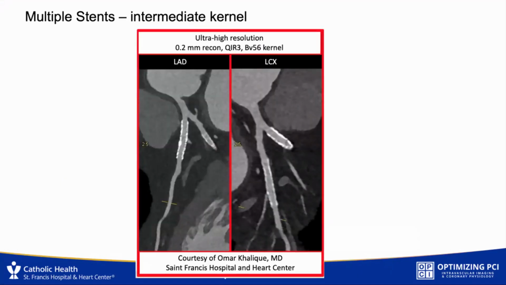Another big area for us has been stent imaging. So you see here another ultra high resolution CT. What we can see is that there's a 0.2 millimeter reconstruction. That's the ultra high resolution. There's a medium to sharp kernel. But we can see each and every node of these stents, and these are two different vessels. And we're able to very accurately say that these stents have no stenosis and no plaque.